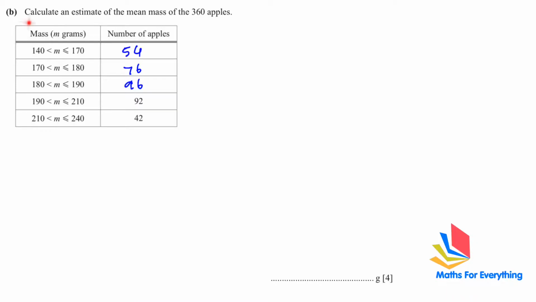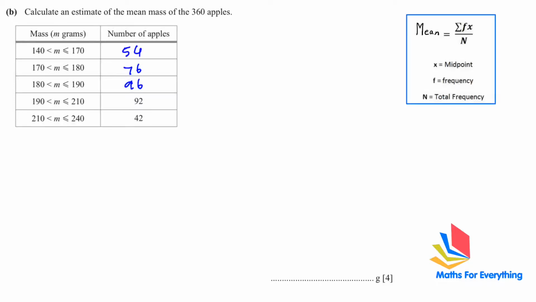Part B, calculate an estimate of the mean mass of the 360 apples. So we have been given group data, we have been given the number of apples. We need to use this rule. Mean is equal to the sum of the frequency multiplied by the midpoint divided by n. N is the total frequency. X is the midpoint of the class width.